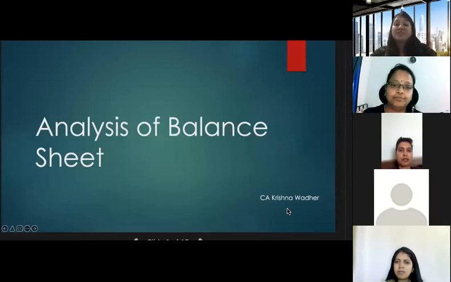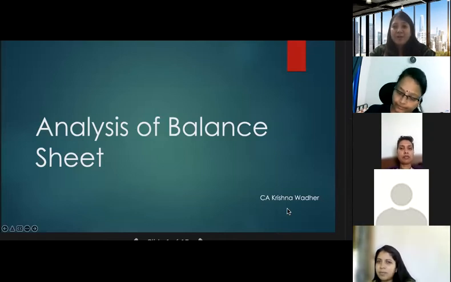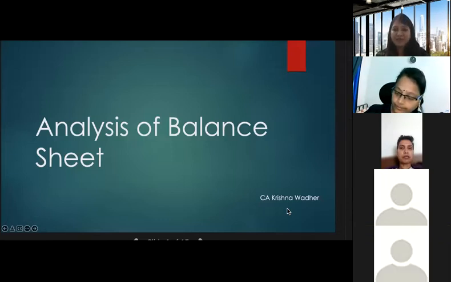Analysis of balance sheet. As we all know, balance sheet is a very crucial thing in our life for every individual. Analyzing your balance sheet is very important for your own individual financial health, as well as the company's balance sheet, financial health. So if you are already on the board of a company, then you might want to analyze the balance sheet and understand.